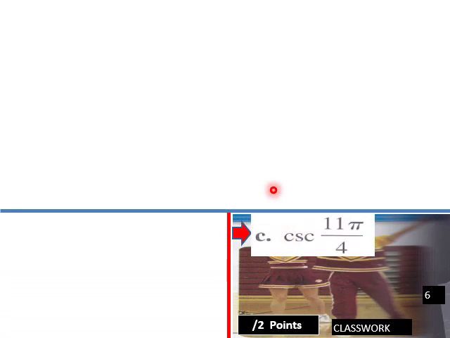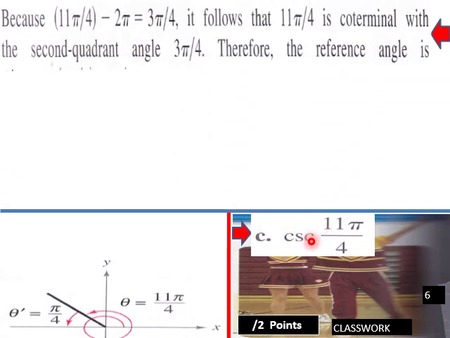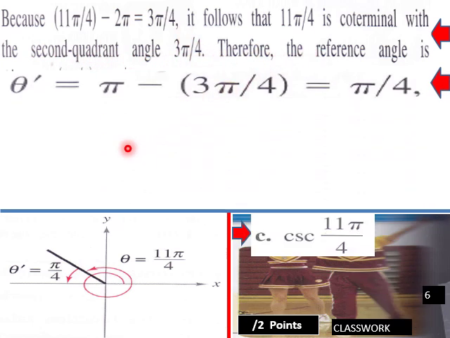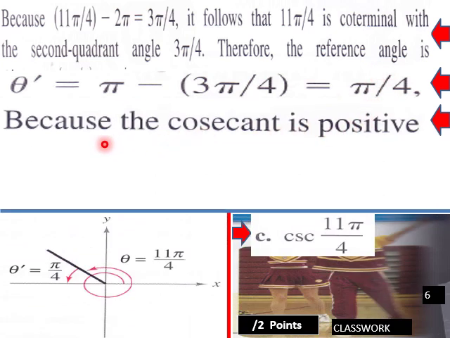And then cosecant 11 pi over 4, because 11 pi over 4 minus 2 pi equals 3 pi over 4. So this is 11 pi over 4, so you go 8 pi, and then 3 pi over 4 more, which would be here. The second quadrant angle will be 3 pi over 4. Therefore, the reference angle is, right here, pi over 4. Theta prime would be pi over 4.